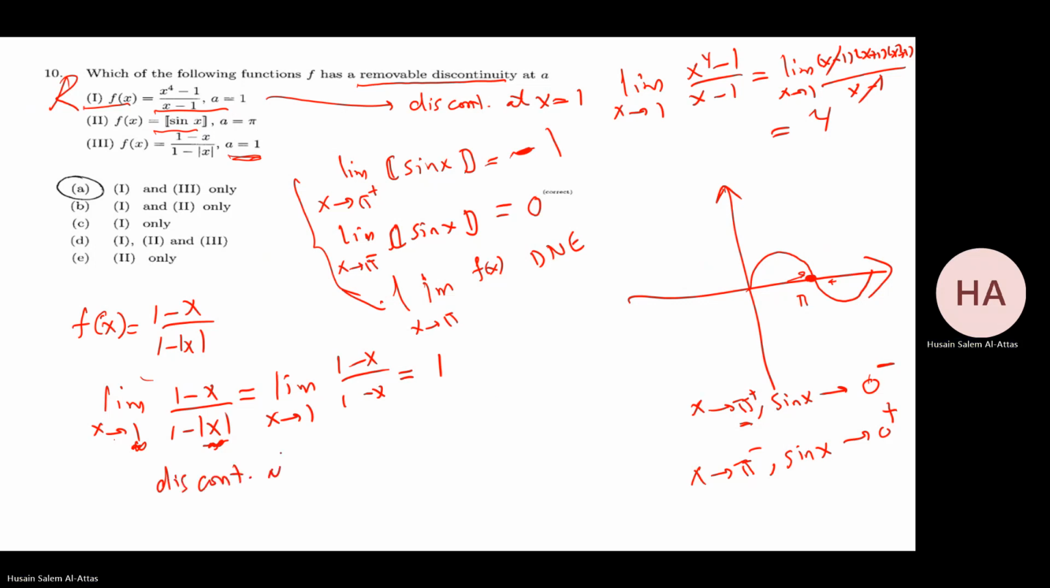Discontinuous at x equal 1, but removable discontinuity. Since the limit exists. Limit exists, so I have 1 and 3.